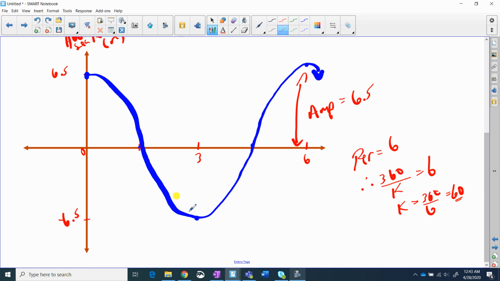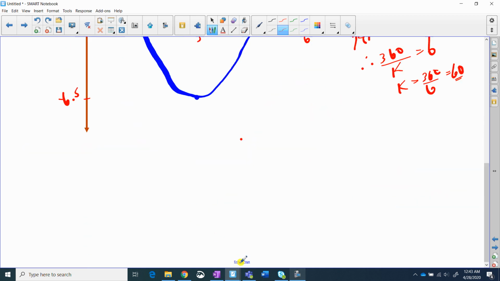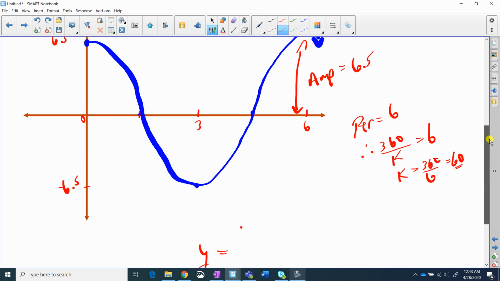Here's a function: y equals... I'm going to go positive cosine, because if I go positive cosine, there's no phase shift. It's up at the high point to start. Amplitude is 6.5, cosine, k value is 60, t. No phase shift, and no vertical shift either, because it's already at 0. There's a function to model that blue graph that I've just drawn.